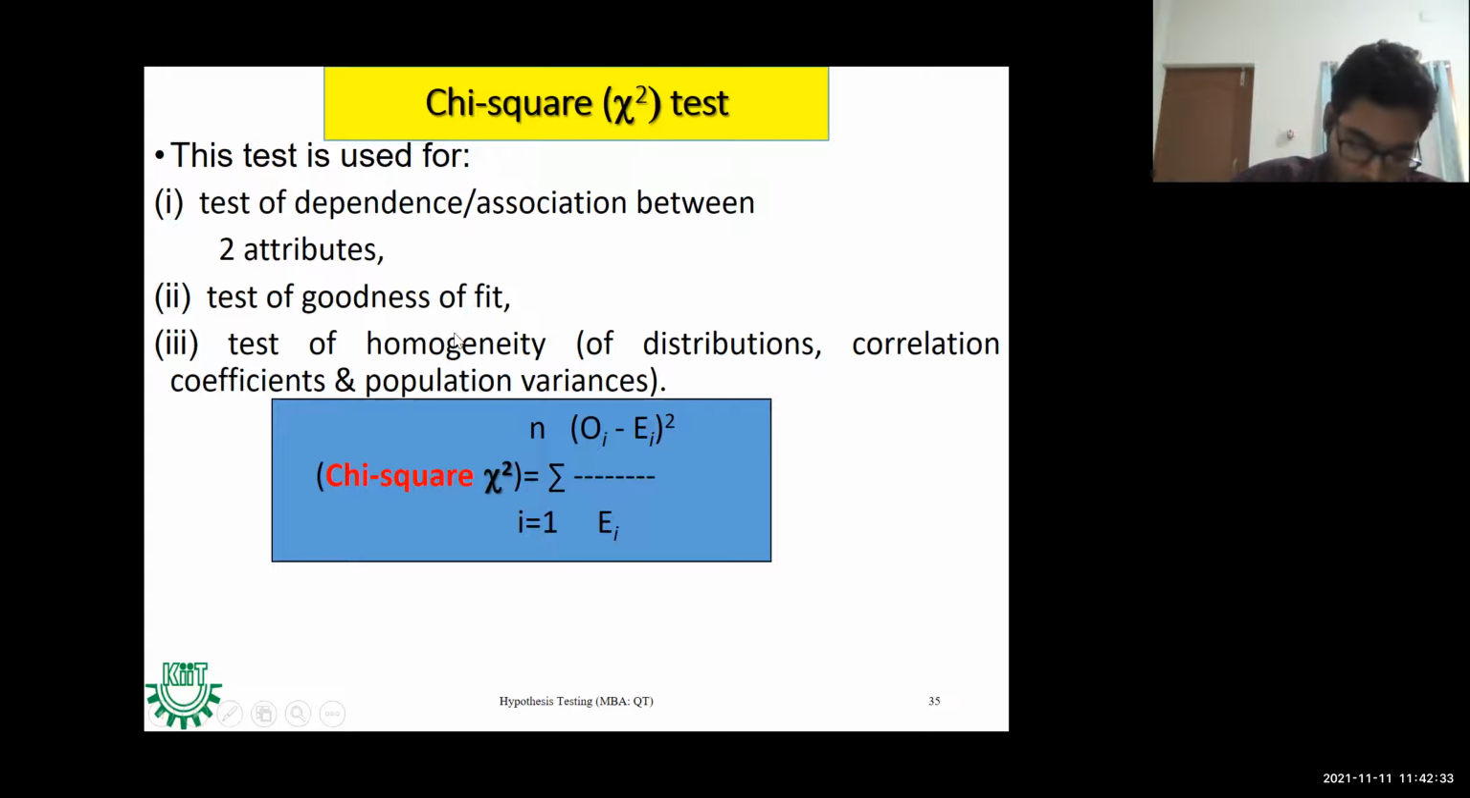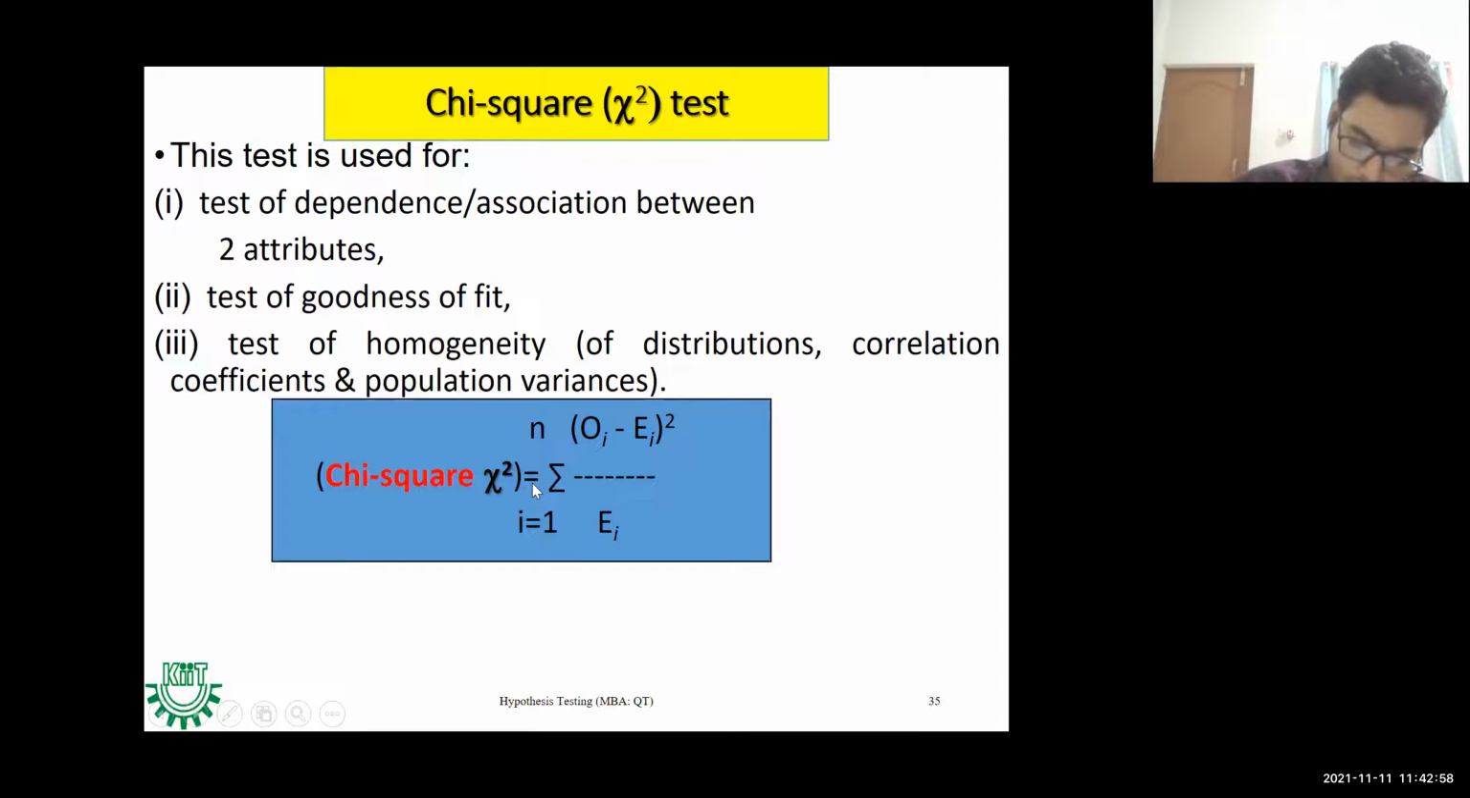It can also be applied for testing goodness of fit. It can also be applied to test the homogeneity distribution of a group or a population. So far as our syllabus is concerned, we are discussing the first application. All of you write the formula, simply without any subscript, in a notebook.